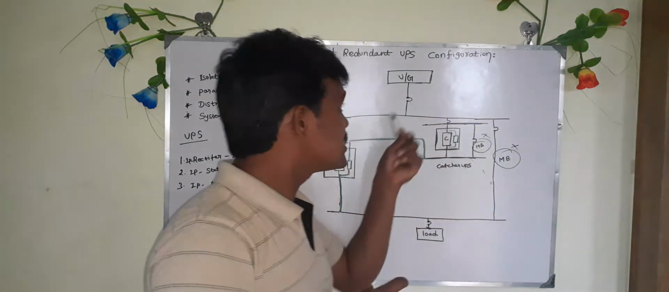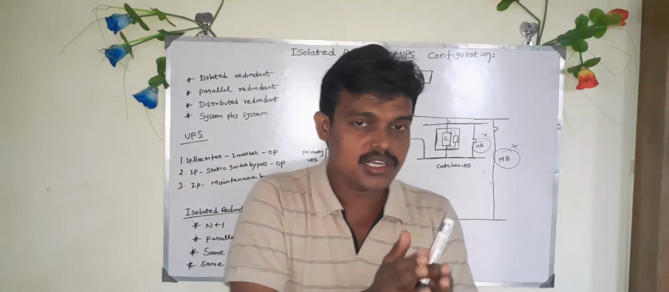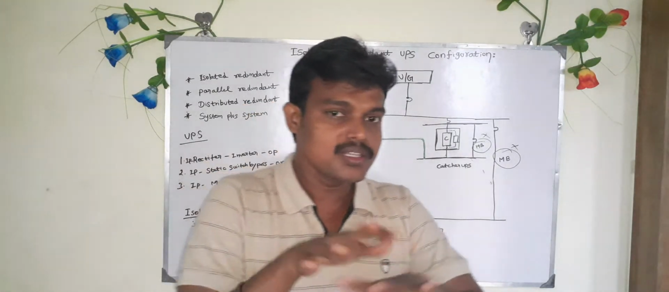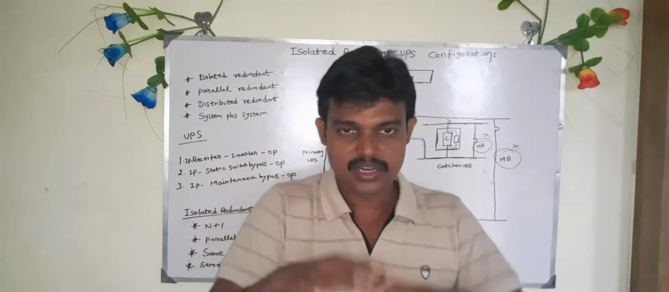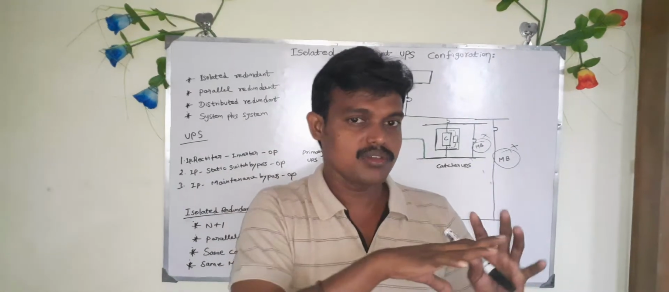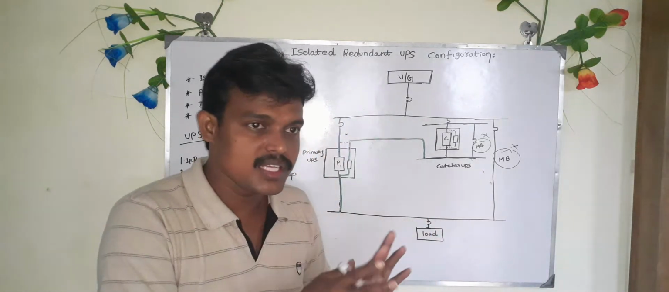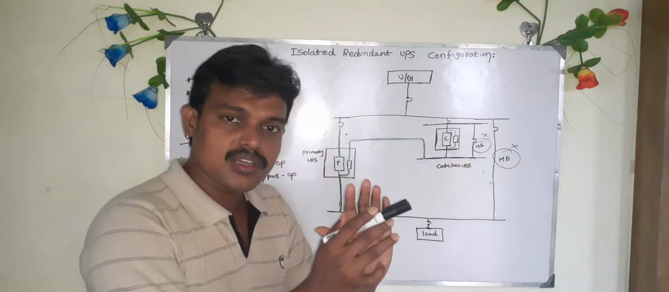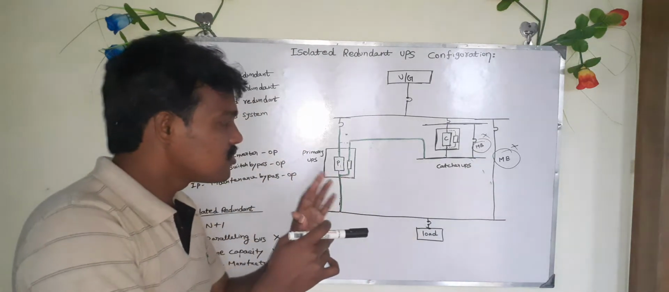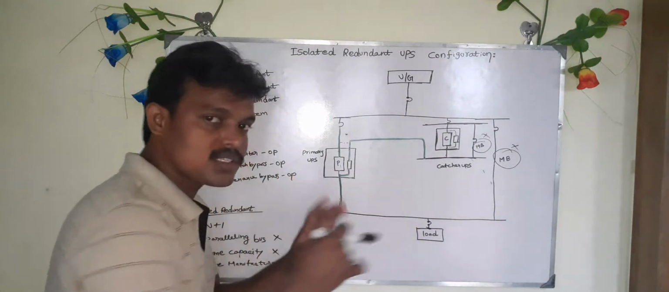So sometimes it is called an n+1 redundant system. Even parallel redundant is also called an n+1 system. But there are many differences between the isolated redundant configuration and the parallel redundant configuration. Regarding this, I will put up a separate video. And in this configuration, there are no conditions for the UPS. Why? Because I am telling.